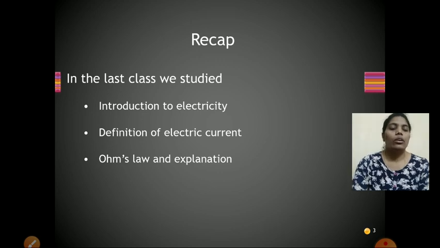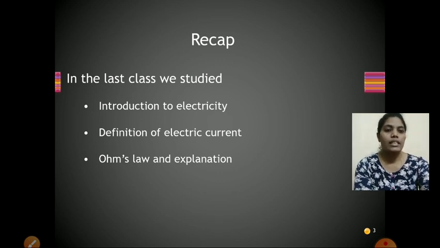Now, the flow of electrons is because of potential difference across the conductor. The relation between this electric current and potential difference is expressed by Ohm's law. Electric current is directly proportional to potential difference at constant temperature. By using this relation, we got an expression V equals I into R. We have seen the three different expressions for V, I and R by using a triangle. So that we learned in the previous class.